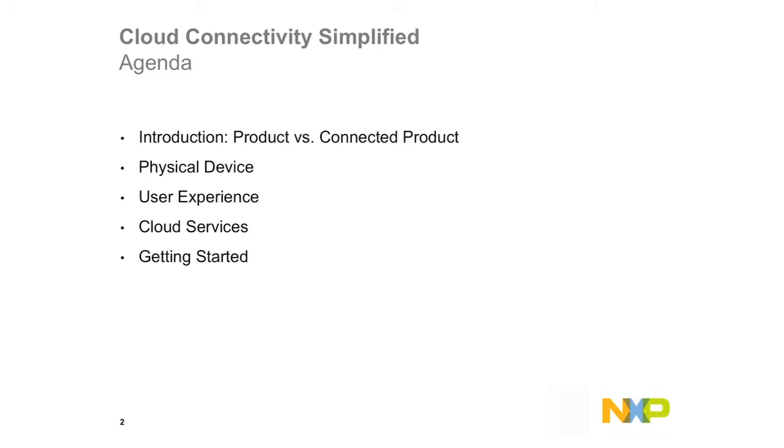It's the embedded device, which you're already familiar with, or the physical device. It's the user experience, and then the cloud services. So those three things. And we'll go into each of those in more detail. And at the end, we'll very quickly talk about how do we get started from here based on what we might have available. Obviously, there's other things out there that you can go and look at.